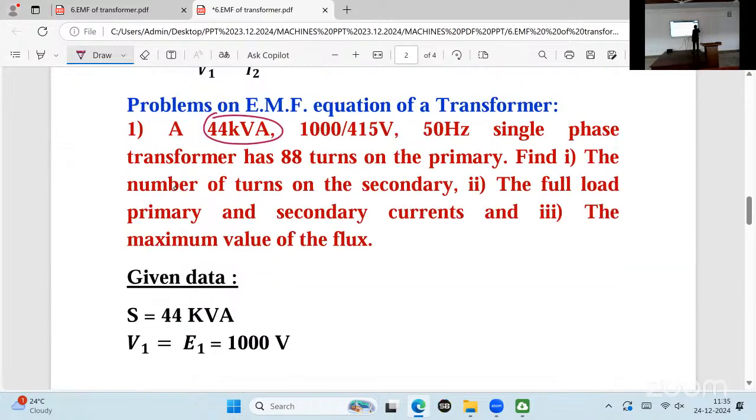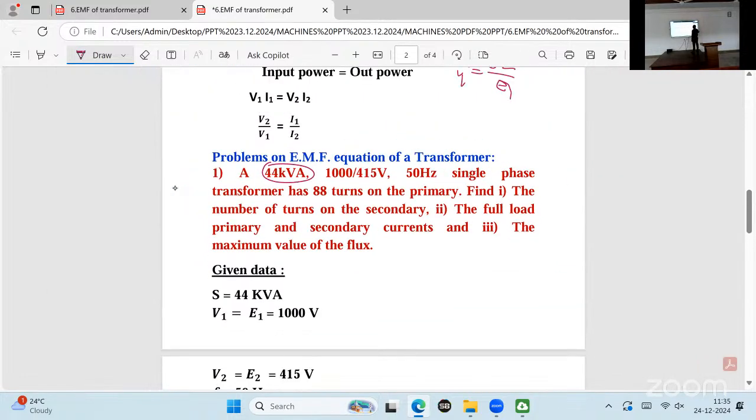Next, B bit. What is B bit? I1, I2. I have not mentioned this one in my notes. Go for B bit. What is B bit? The primary and secondary currents, I1, I2.